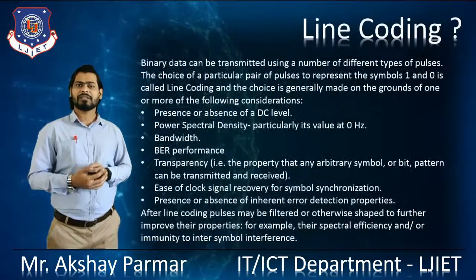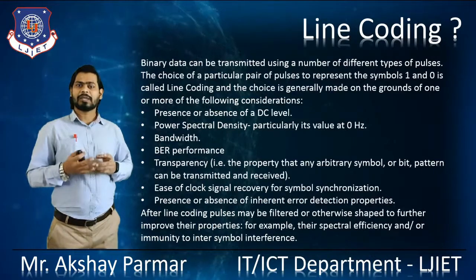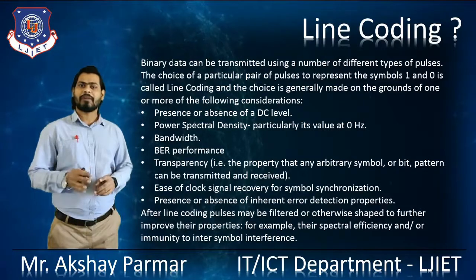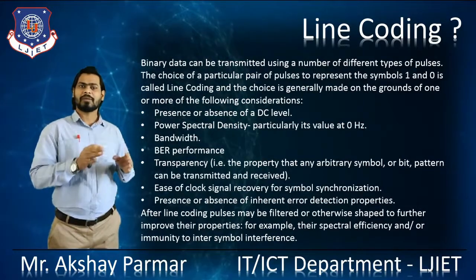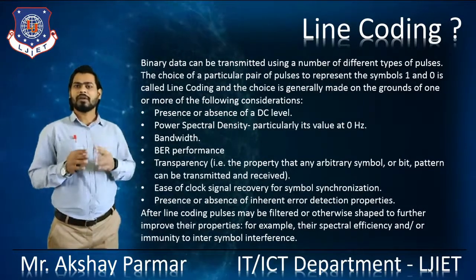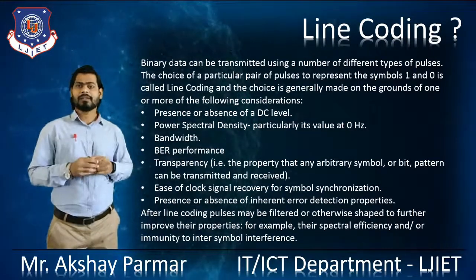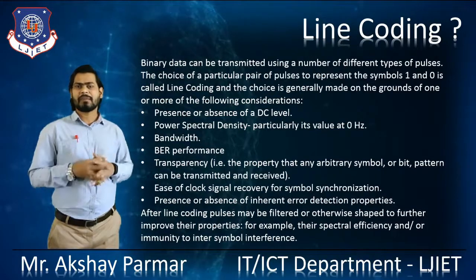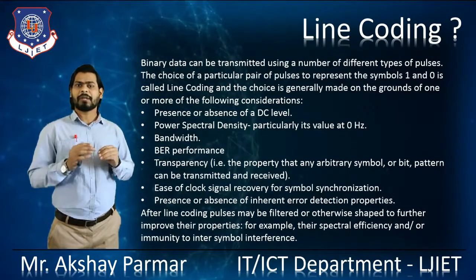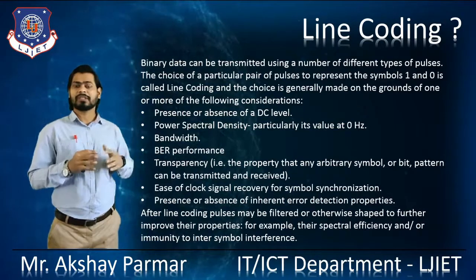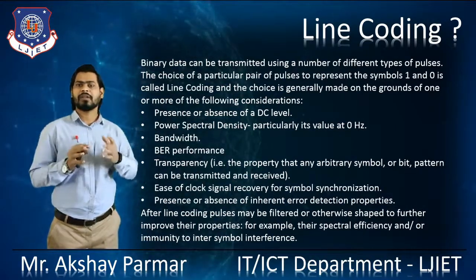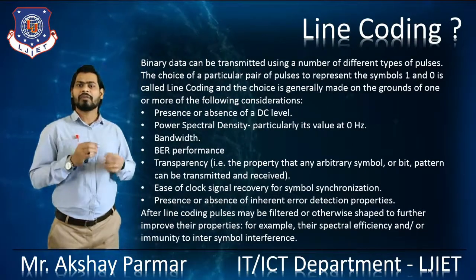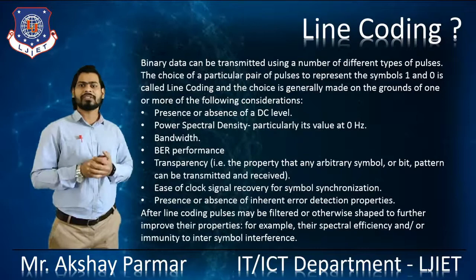After that, line coding, right? The binary data can be transmitted using a number of different types of pulses, right? The choice of the particular pair of pulses to represent the symbol 1 and 0 is called line coding, right? Let's repeat. Binary data can be transmitted using a number of different types of pulses. The choice of the particular pair of pulses to represent the symbol 1 and 0 is called line coding, and the choice is generally made on the ground of one or more of the following considerations.